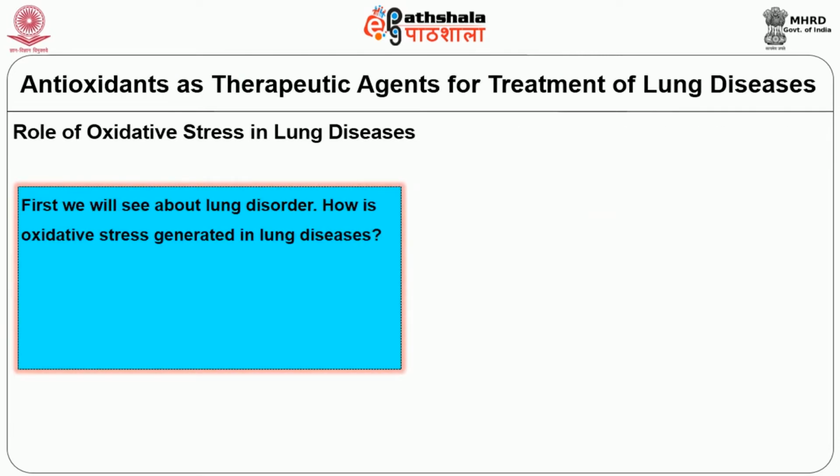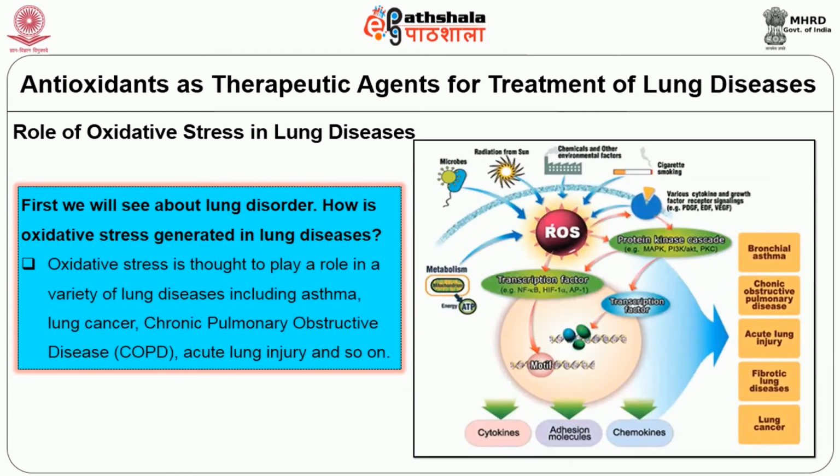First, we will see about lung disorder. How is oxidative stress generated in lung diseases? Oxidative stress is thought to play a role in a variety of lung diseases including asthma, lung cancer, chronic obstructive pulmonary disease, acute lung injury, and so on.